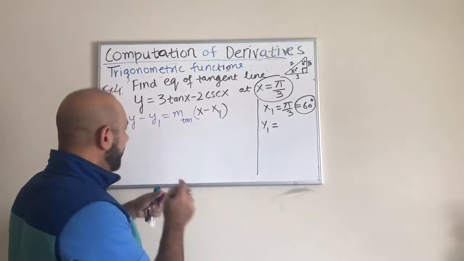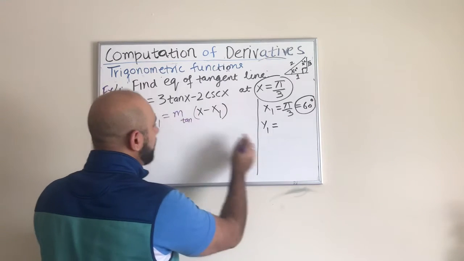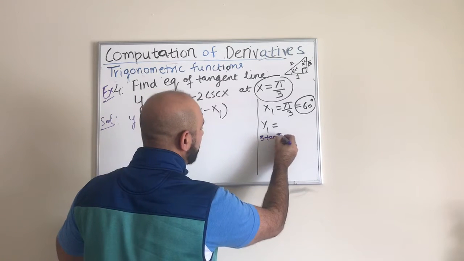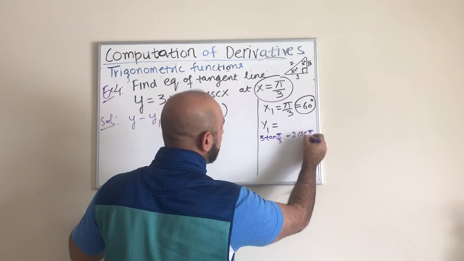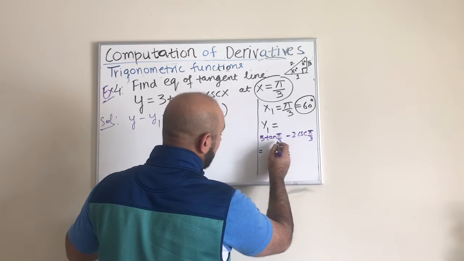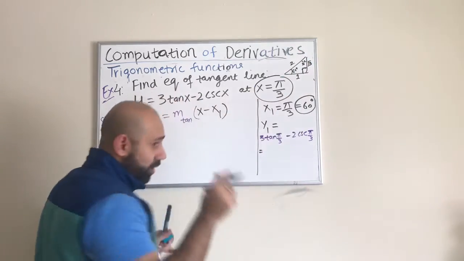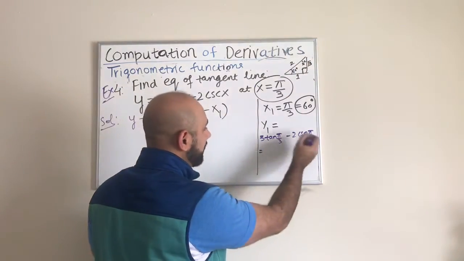So guys, to evaluate that y1, I'm going to substitute x equals pi over 3 here. So it's going to be 3 times tangent of pi over 3, minus 2 times cosecant of pi over 3. Now, again, you can look at a unit circle, or you can draw this special triangle for your reference, and you can evaluate the tangent and the cosecant.